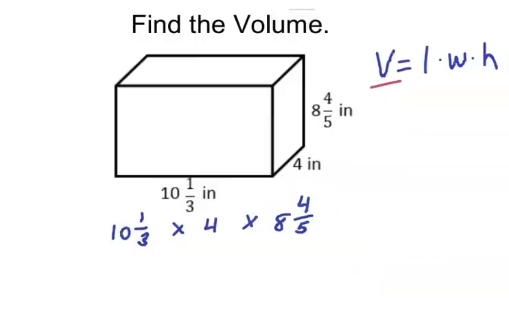All right, now we are going to find the volume. Remember, volume equals length times width times height. Okay, so we have the length here, the width here, the height. It is either there or there. All right, so we have to multiply them. But they are mixed numbers, so let's change them into improper fractions.